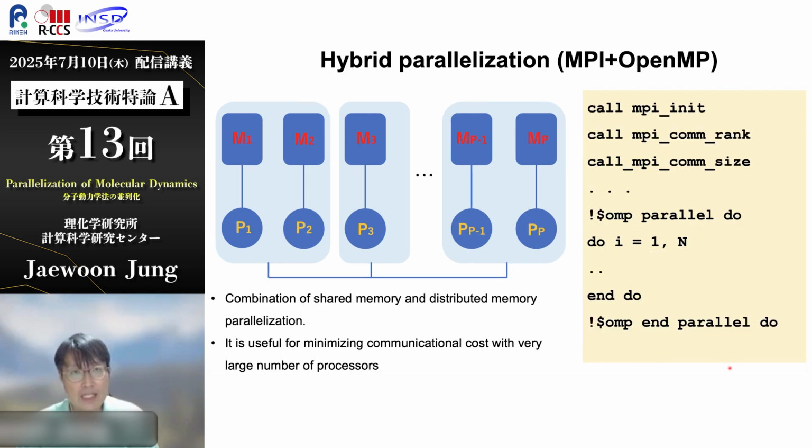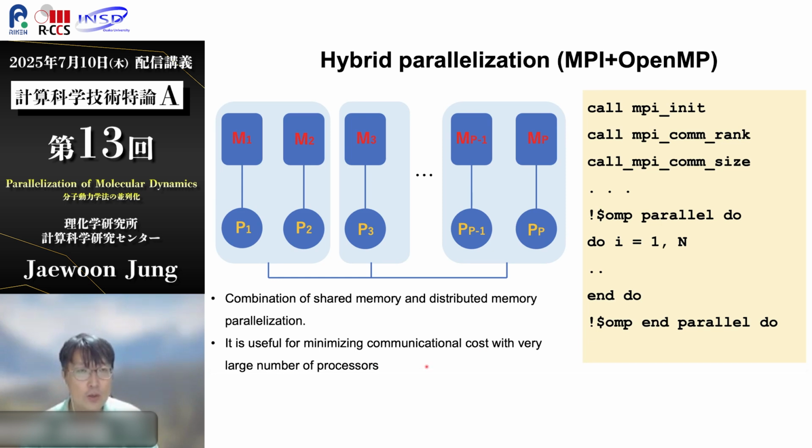And in many cases, we use hybrid parallelization by combining MPI and OpenMP. So in this case, in the program, we just call MPI first at the very initial program execution. And for each computation, using this OMP parallel or pragma OMP, we make shared memory parallelization. So this is useful for minimizing communication costs with a very large number of processors.